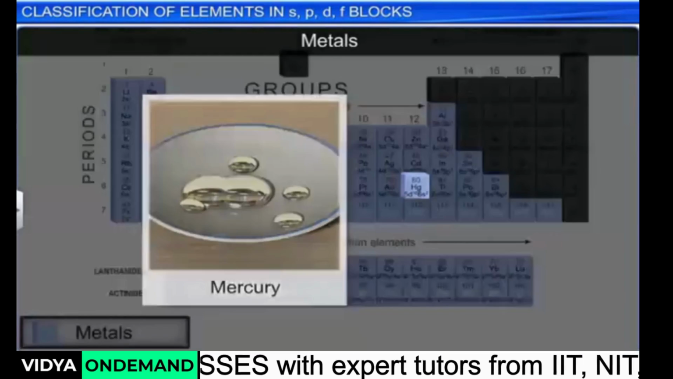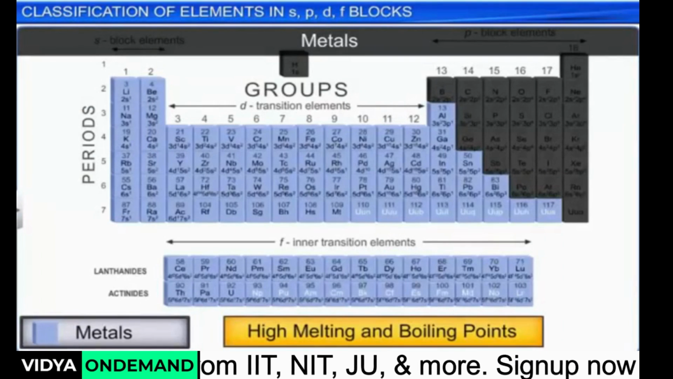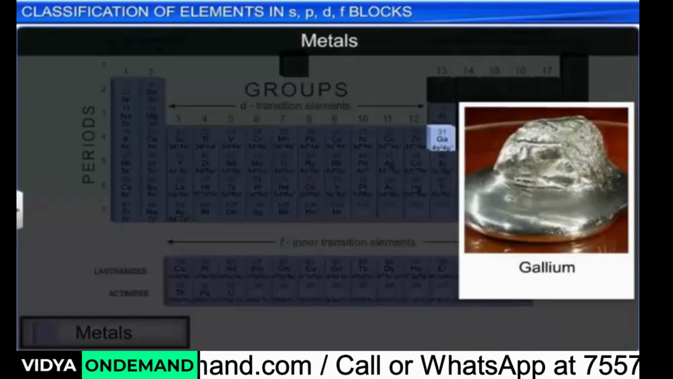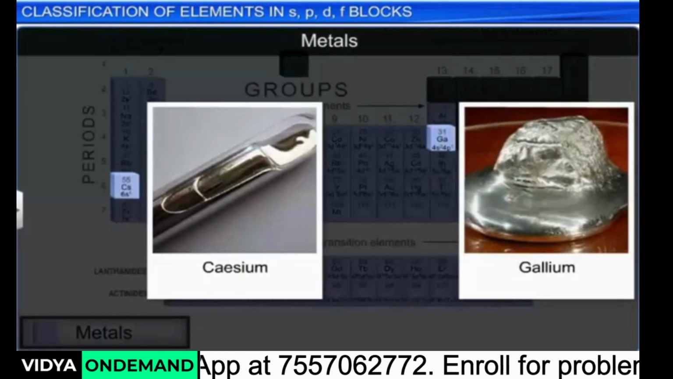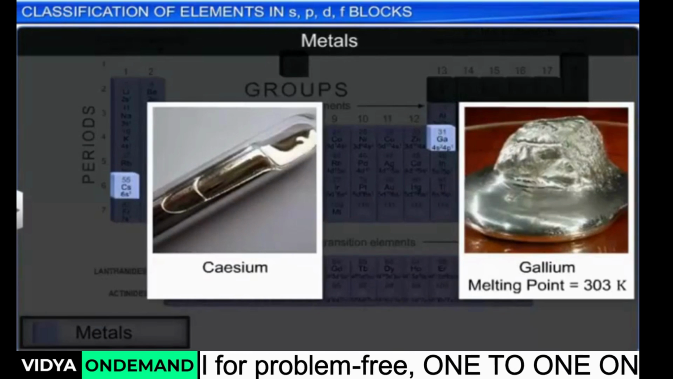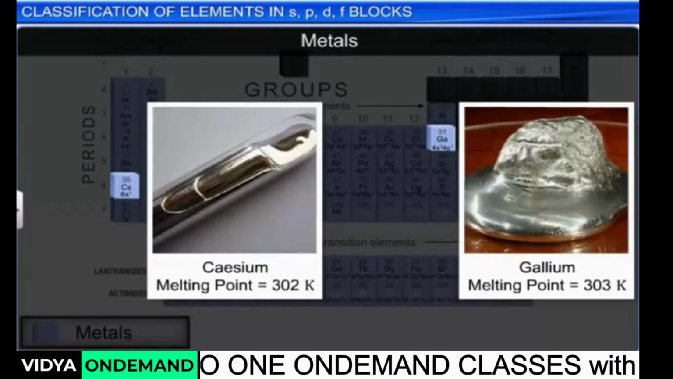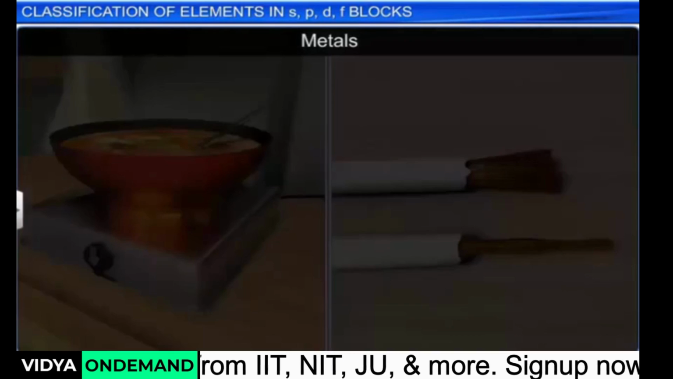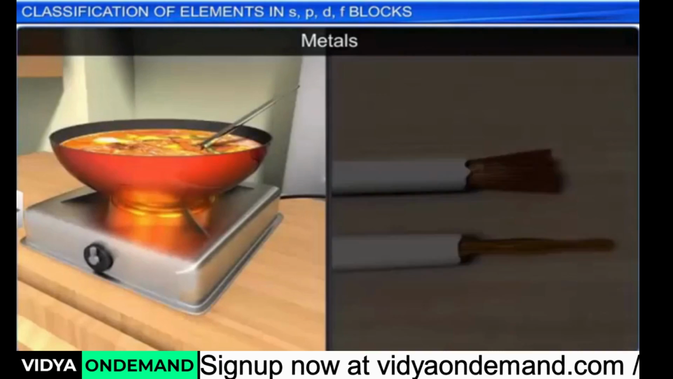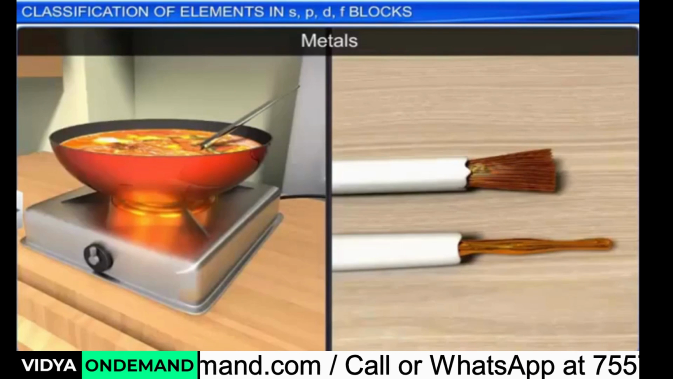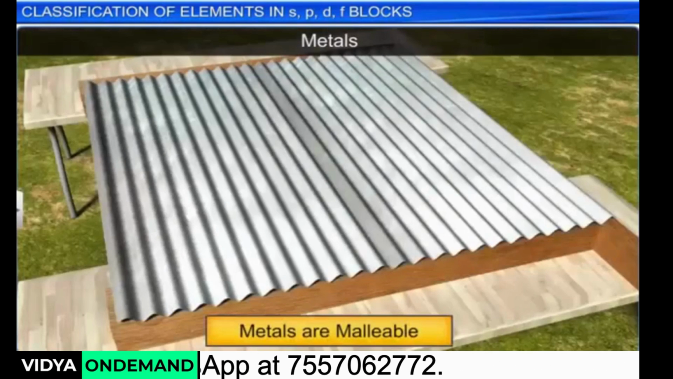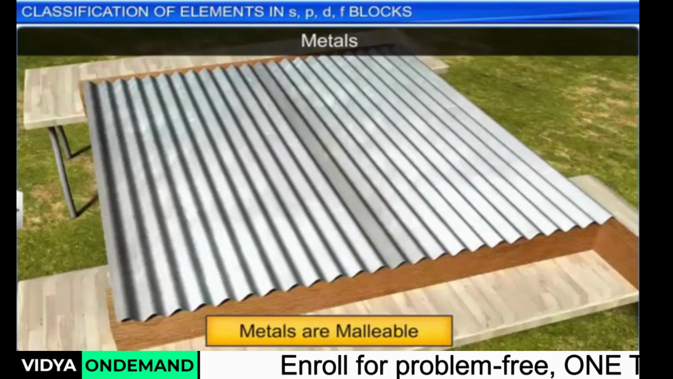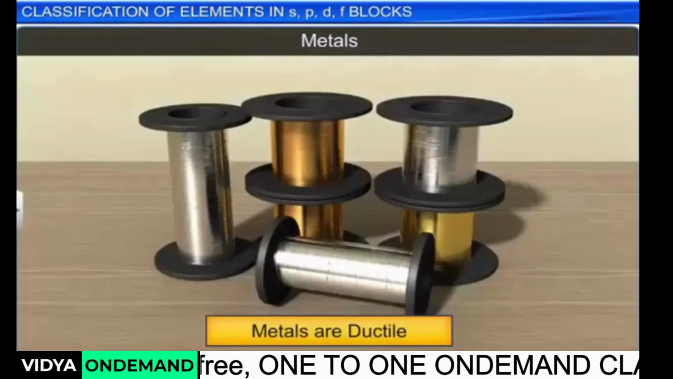Metals usually have high melting and boiling points, with the exception of gallium and cesium, which have very low melting points of 303 Kelvin and 302 Kelvin respectively. Metals are good conductors of heat and electricity. Metals are malleable, that is, they can be flattened into thin sheets, and are ductile, which means they can be drawn into wires.